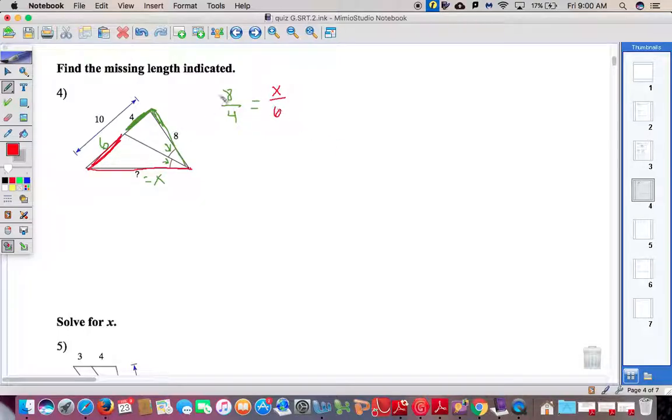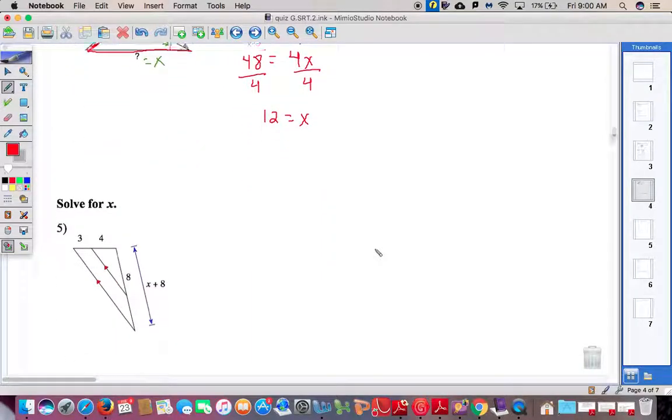6. And now if we cross multiply, we have 6 times 8 is equal to 4 times x. So we have 48 is equal to 4x. Divide both sides by 4, and we get that x equals 12. Okay.